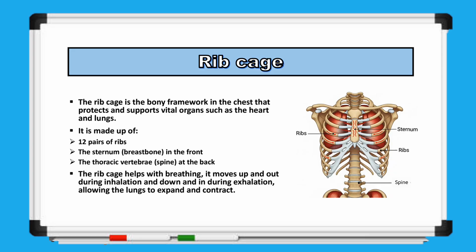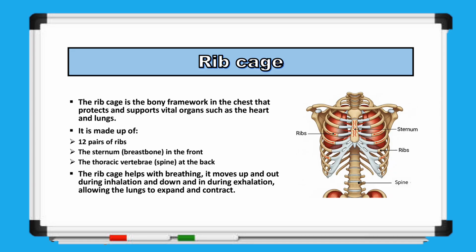The rib cage is made up of 3 main components. First, there are 12 pairs of ribs. These are the curved bones that form the sides of the chest. Second, we have the sternum, also known as the breastbone, located right in the center of the chest. It connects to the ribs in the front, providing support and stability. And third, at the back, the ribs are attached to the thoracic vertebrae of the spine, which hold the rib cage in place and allow for flexibility and movement during breathing.